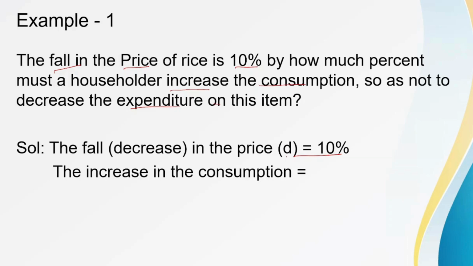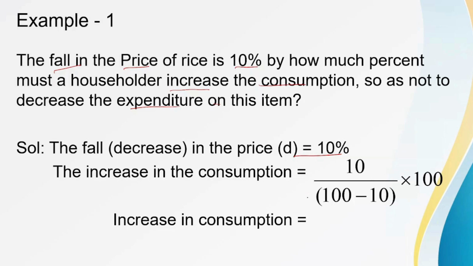So the increase in consumption is 10 by (100 minus 10) into 100. So the increase in consumption is 10 by 90 into 100. So the zeros cancel. So here 9 ones are 9, 9 ones are 9, remainder is 1 by 9. So the increase in consumption is 11 1 by 9%.